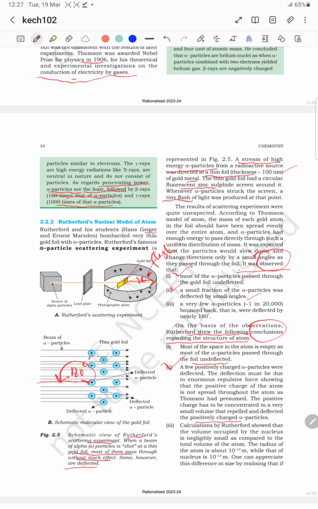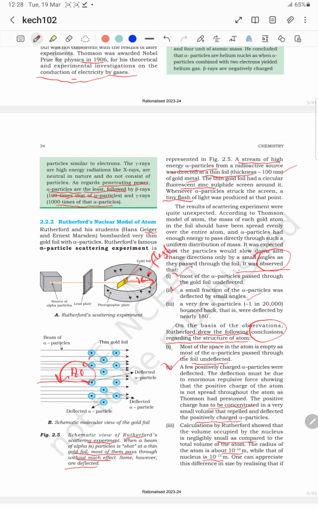तो कह रहा है कि अगर जैसे थॉमसन ने बोला फैला हुआ है तो तब तो उसको डिफ्लेक्शन नहीं हो पाती. अगर ये डिफ्लेक्शन हो रही है, it means the positive charge has to be concentrated in a very small volume. Then calculations by Rutherford show that the volume occupied by the nucleus is negligibly small as compared to that of volume of the atom. The radius of the atom is about 10 to the minus 10 meter, while that of the nucleus is 10 to the minus 15 meter.